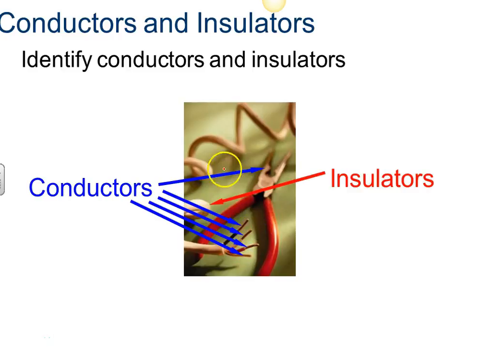Our insulators would include the insulation, actually what it's called, or the coating, the wrapping on the wire, and then we also have the plastic over the handles of the pliers to insulate against electric shock as well.